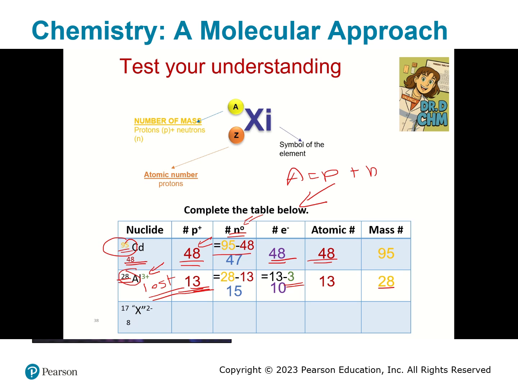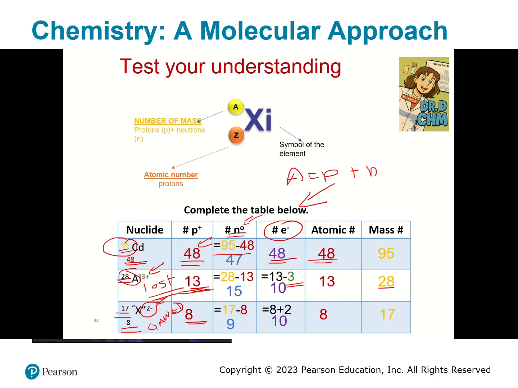And this element over here, see, I have a charge as well. If I have a charge of -2, it gained electrons, right? So I have the atomic number, which is the same as the protons, and they have the mass. So I can fill that out. Now I need to know the electrons. Electrons will be 8 plus 2, because I gained 2, so 10. And the number of neutrons will be 17 minus 8, so I have 9.